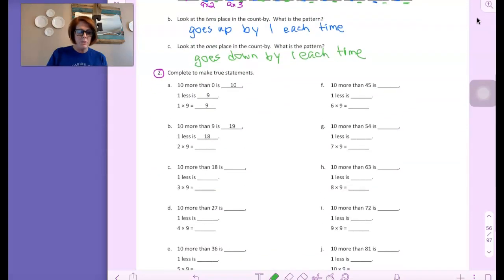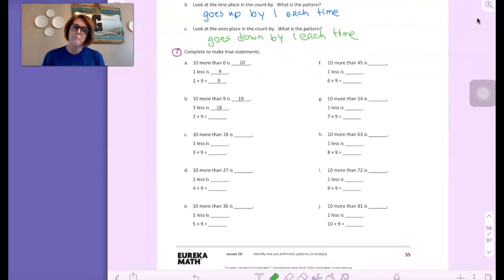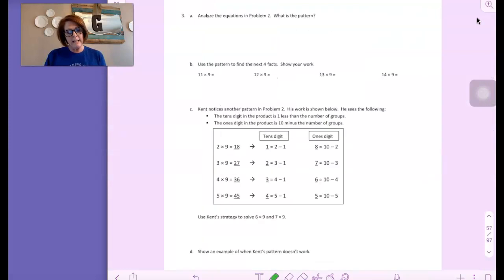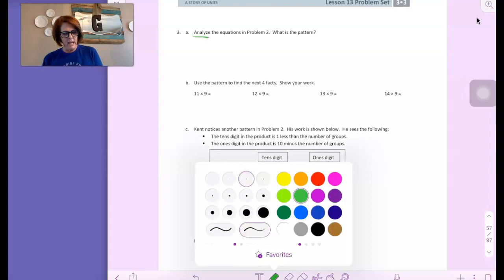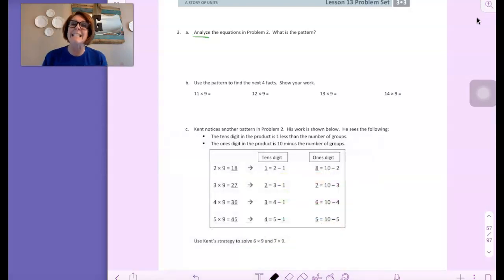So you should have number 2 all filled in. If you don't, you need to go back and do the video again. And now let's take a look at number 3. Analyze the equations in problem 2. What is the pattern? That's a big word, analyze. That word analyze means to go back and study it. And what did you find is the pattern when you do that? Look at the answers in your number 2 equations.